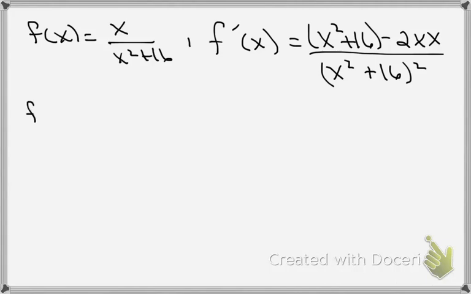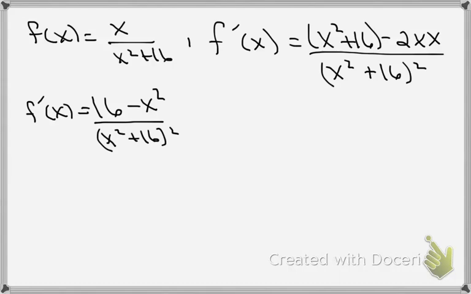If we simplify that a bit, we get f prime of x is equal to, well, I'm going to have an x squared minus 2x squared on the top, so that's going to be minus x squared, and so I'm going to end up with 16 minus x squared all over x squared plus 16 squared. And so I see that this derivative will be equal to 0 when 16 minus x squared is equal to 0, or when x is equal to plus or minus 4.